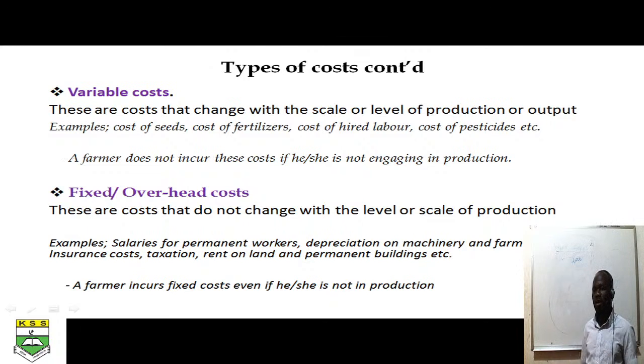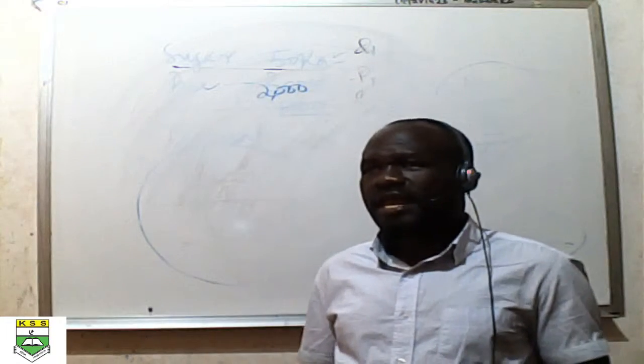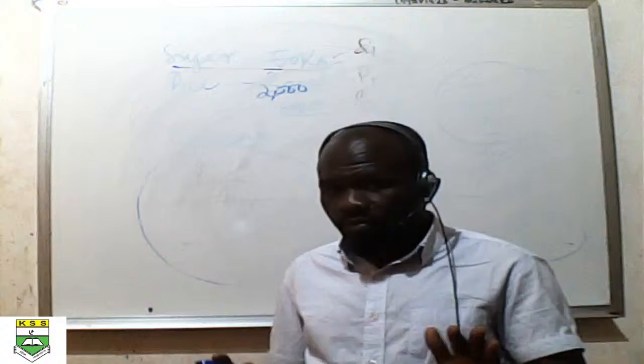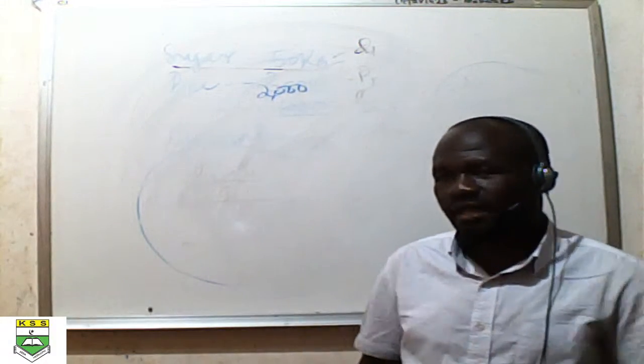When your level of production is high, they are high. When your level of production is low, the variable costs are low. Now, you may ask yourself, what are the examples of these variable costs? Take an example of cost of feeds. If I'm a poultry farmer, maybe I've not yet got enough money, and I'm keeping 10 birds in my poultry house. 10 birds. And I'm feeding them on 5 kilograms of feeds per day.